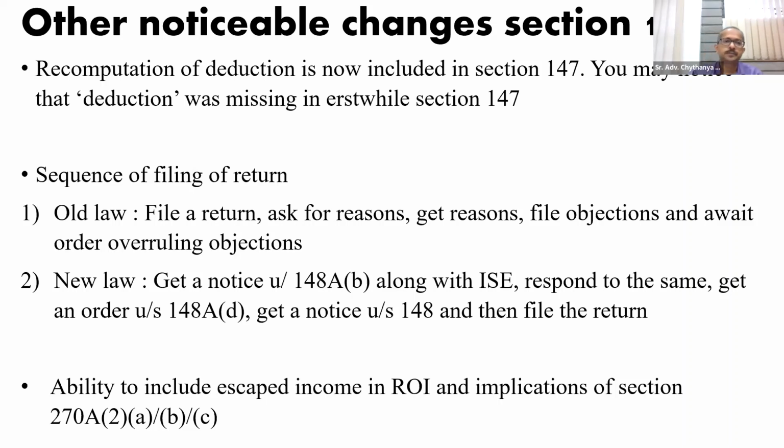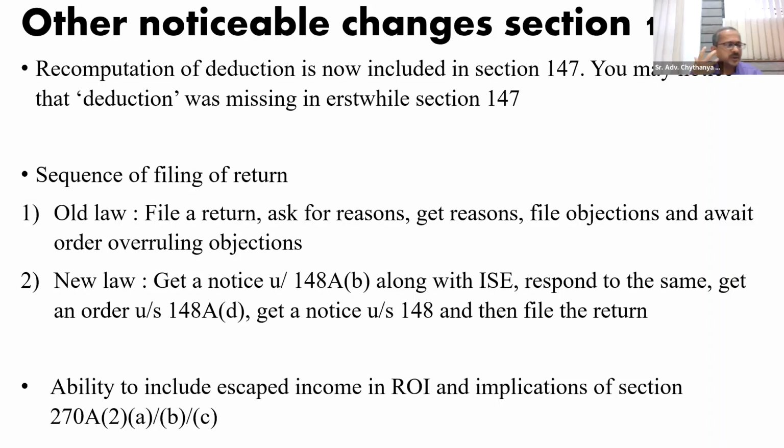Next issue is, if you compare old 147 and new 147, the old 147 said that he could not only assess and reassess, he could also recompute the loss or the depreciation allowance or any other allowance, as the case may be. So if you compare that with the present regime, it says recompute the loss or the depreciation allowance or any other allowance or deduction. So the word deduction has been added here in the new dispensation.